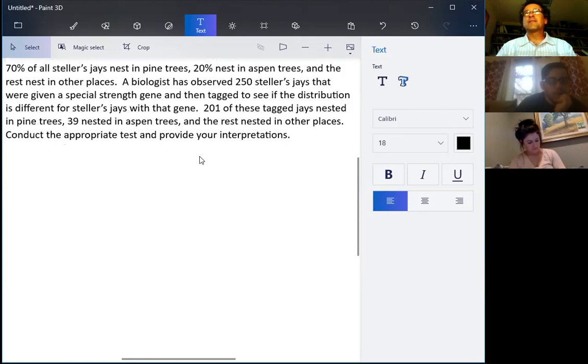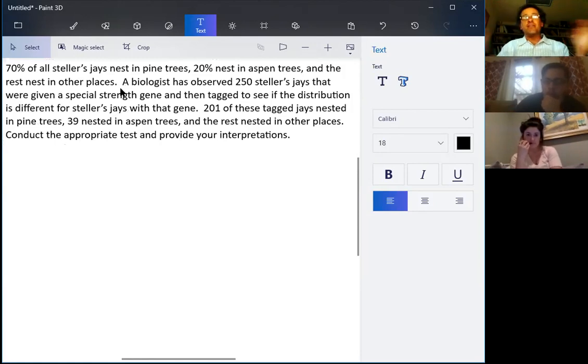Goodness of fit. Do you agree, Dominique? I was gonna guess independence. But... okay, turns out Robert was right. It's goodness of fit, because here we know the distribution for regular Steller's Jays. We have a known distribution for these regular jays in the population. And what we did is we took a sample of these special GMO birds, and we only have one sample. Do you see that? And in that sample, it's qualitative.